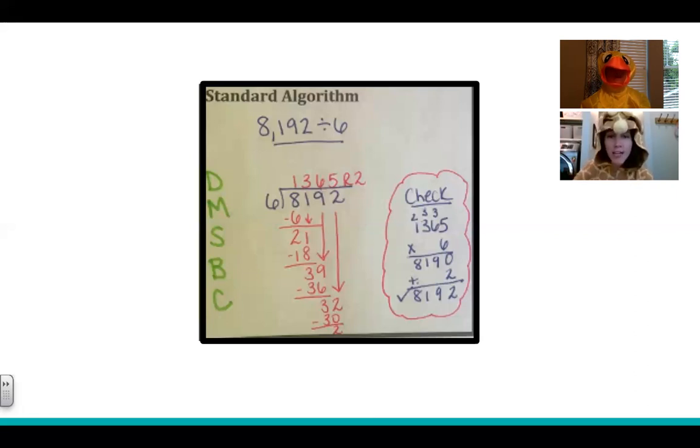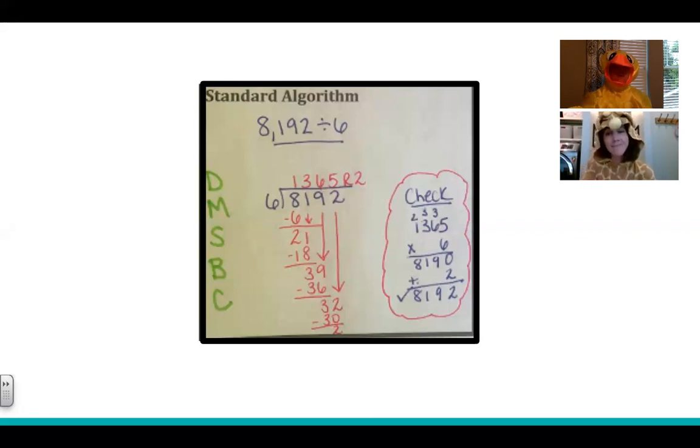Remember, when you check and you multiply, the check will not be correct unless you add that remainder in at the end. Sometimes we forget that last little step, but it's really, really important that you include that, or you'll think it's wrong when it actually could be right.